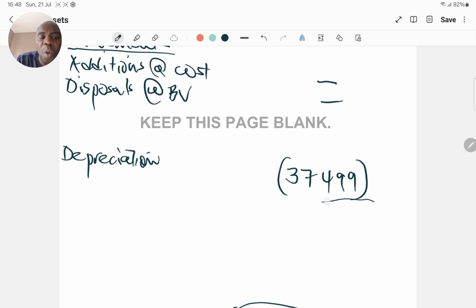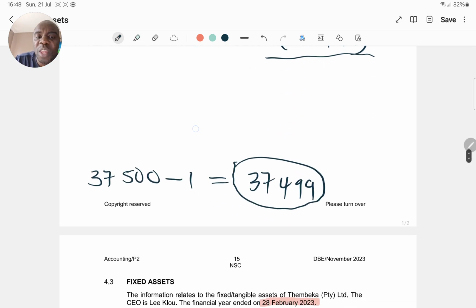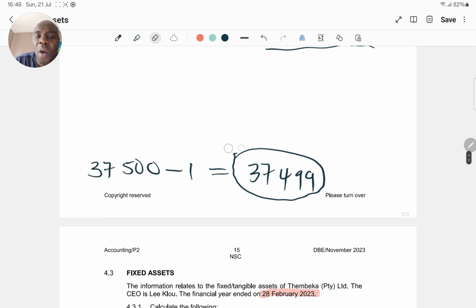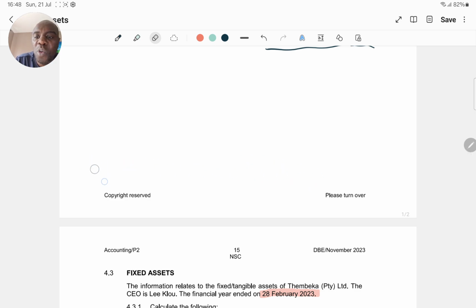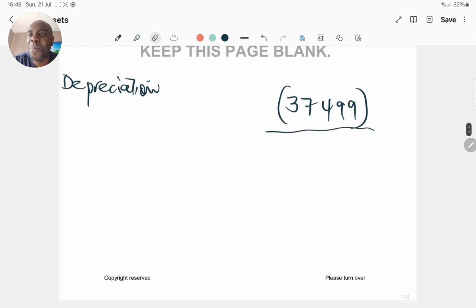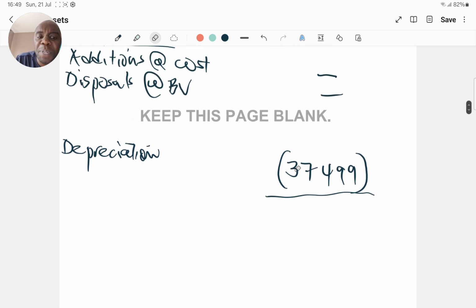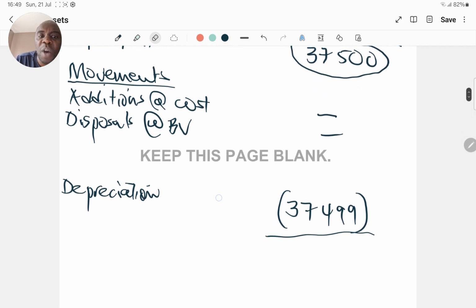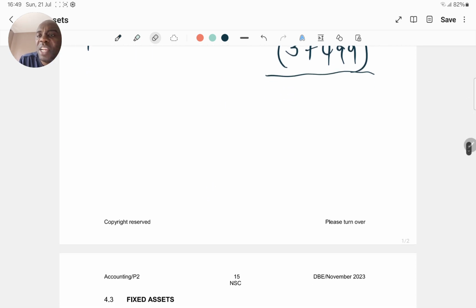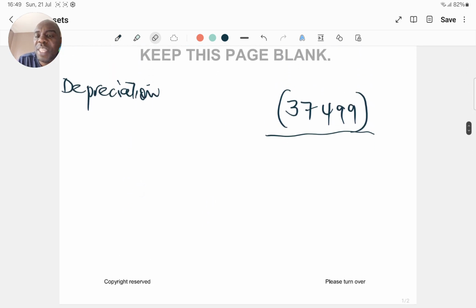Okay? Now, we are going to finish off this note 3 so that you can have a picture of how the note 3 would have looked if the examiner had asked you to prepare your fixed asset note 3. So my depreciation becomes 37,499. Now, we are done with the second part of our note 3. Let's look at the last part of our note 3, where we are looking at balances at the end of the year.